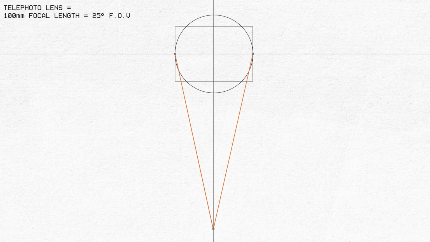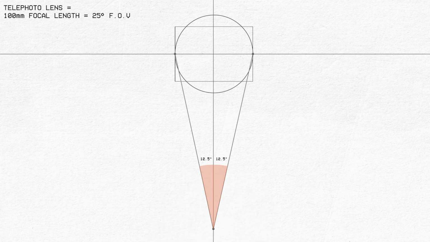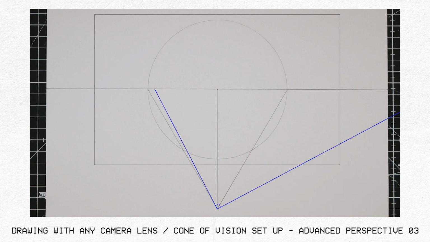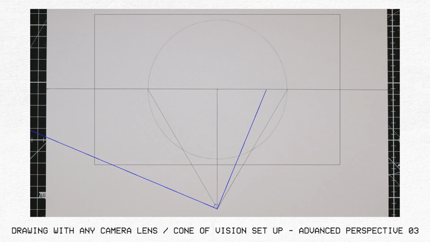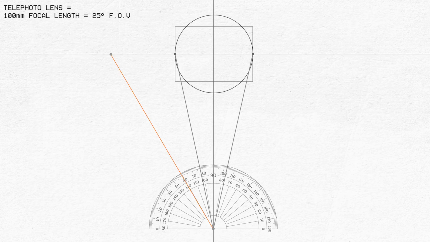Each of these lines from the station point are at 12.5 degrees, giving me a 25-degree angle of view. And because I'm using a telephoto lens with a small angle of view, the station point is a lot further away. Now I need to establish some vanishing points, and remember, these are also found by taking some lines from the station point at any angle of our choice, as long as they total to 90 degrees. I'll place a vanishing point at 30 degrees and one at 60 degrees.